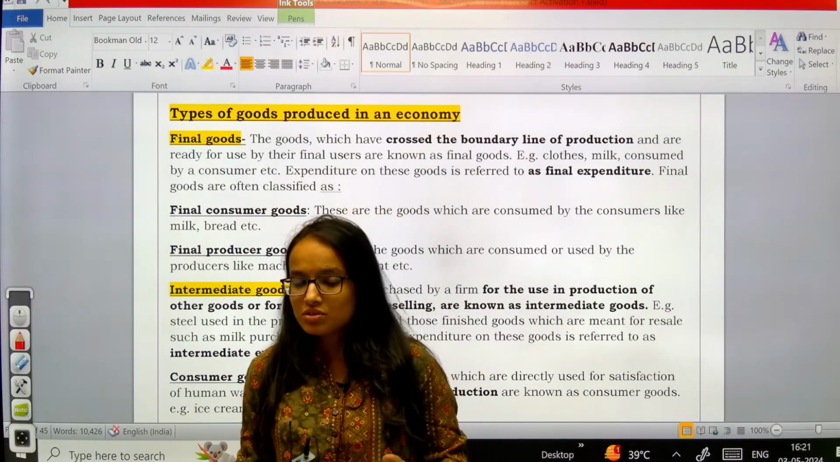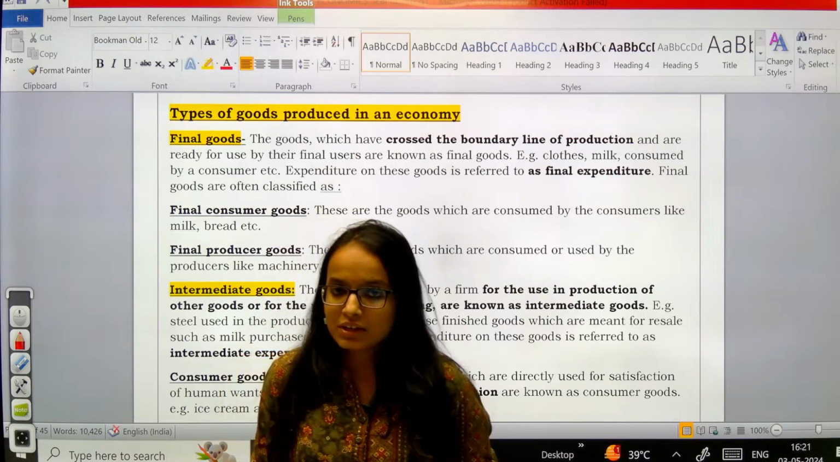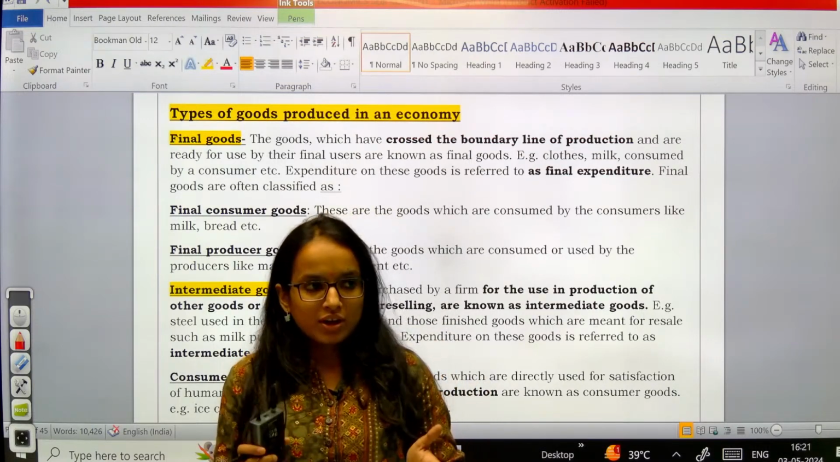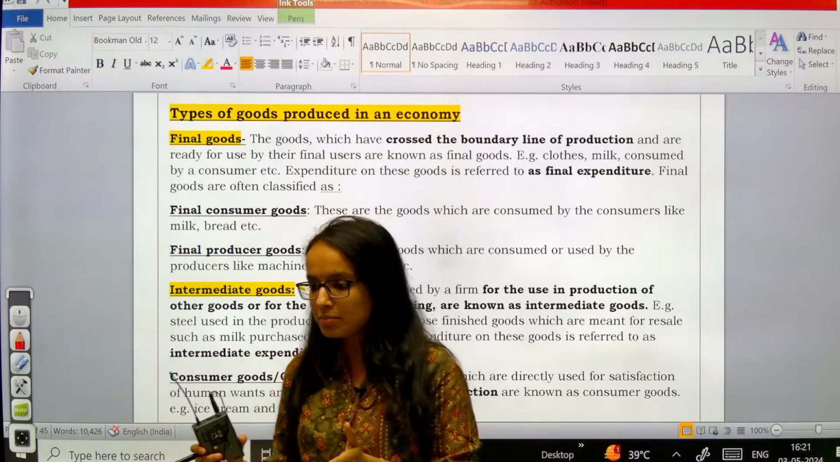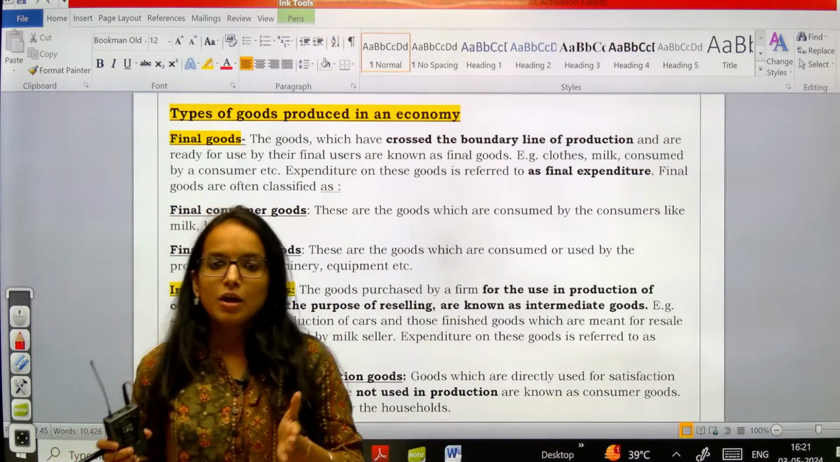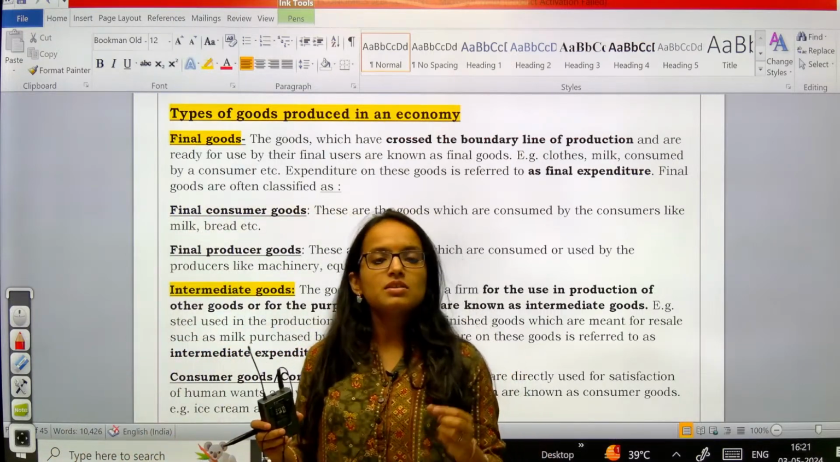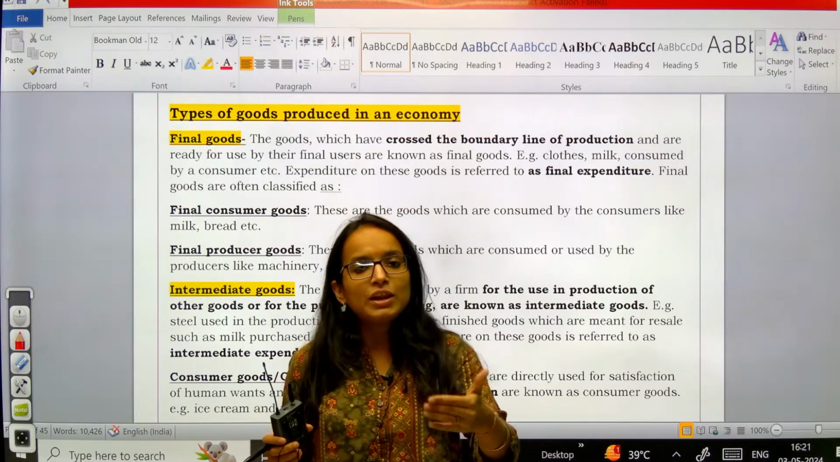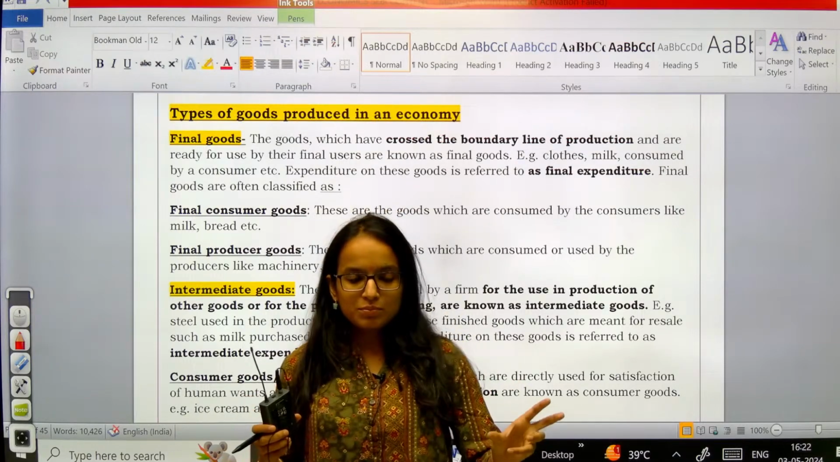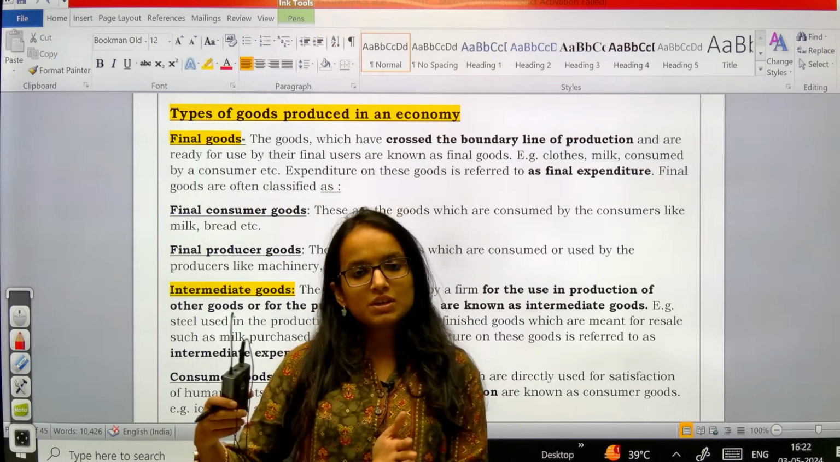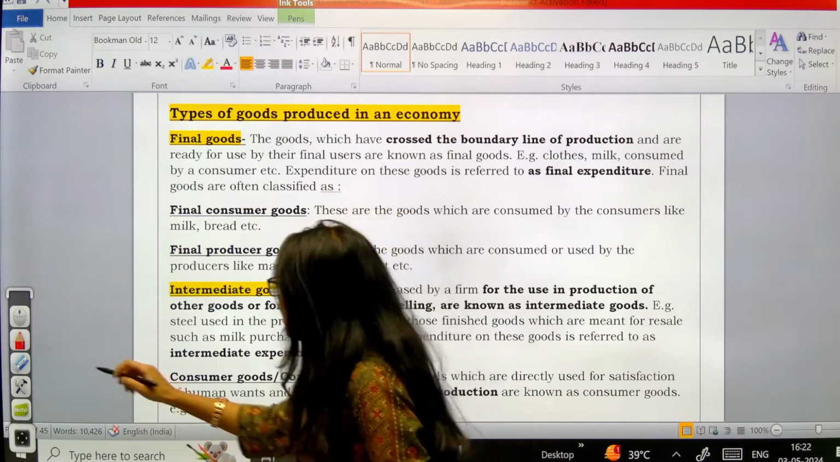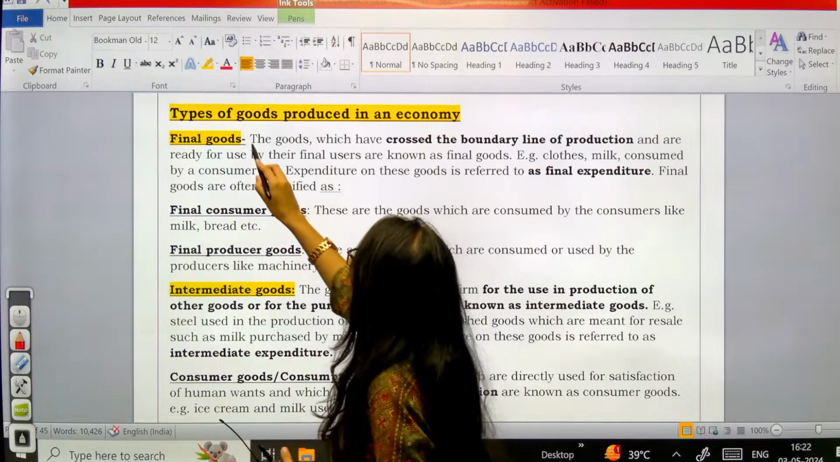What is value addition? Yesterday we discussed in the earlier class that production is nothing but the process of value addition, right? Do you remember? Production is nothing but the process of value addition. So production is the process when you add value to something or to a raw material, so it becomes a final product. This is how a final good is made.